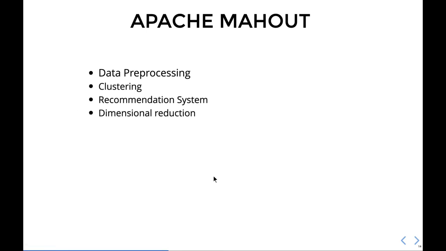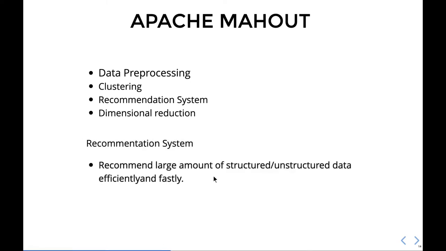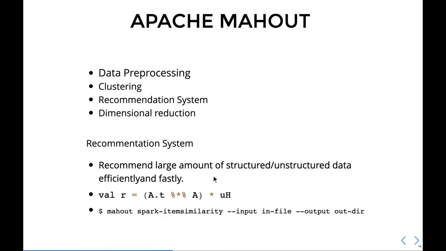On top of these linear algebra operations, it has some methods implemented for data processing, like one hot encoding or getting the mean point of the data. One of the popular ones is the recommendation system, because in recommendation systems we mostly work on various data matrices. So Mahout also has a command line for Spark item similarity. That means it will run on Spark on the backend side. Using this command, we can get the indicator matrix, log likelihood matrix, and row similarity if we want to do content-wise recommendation for a user.